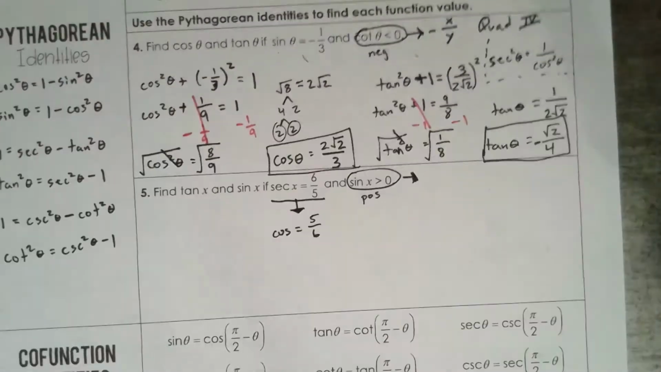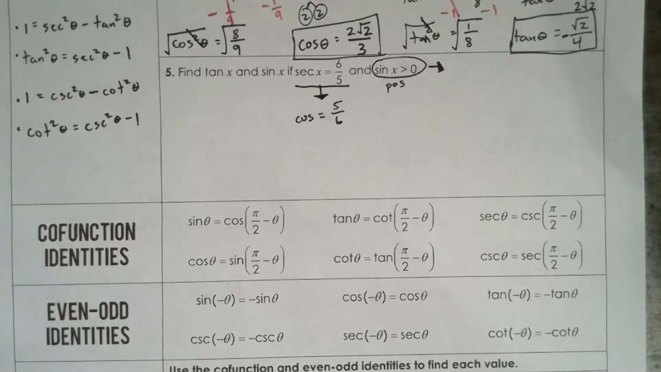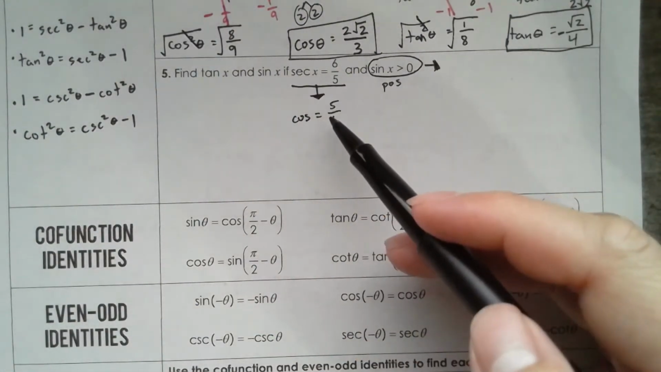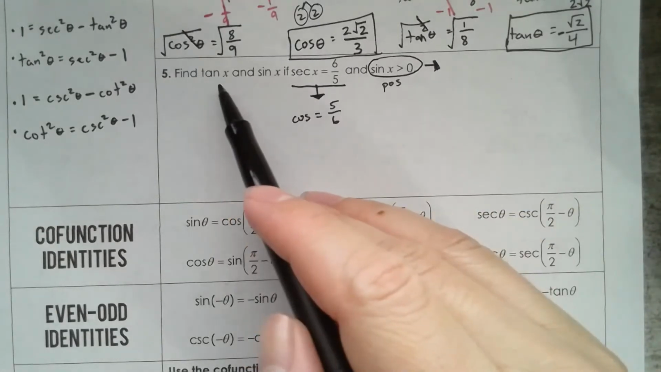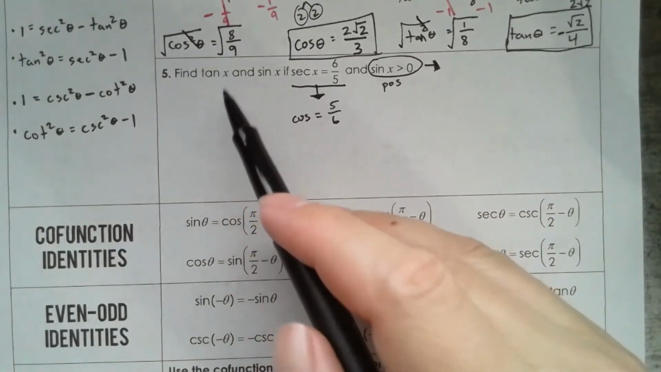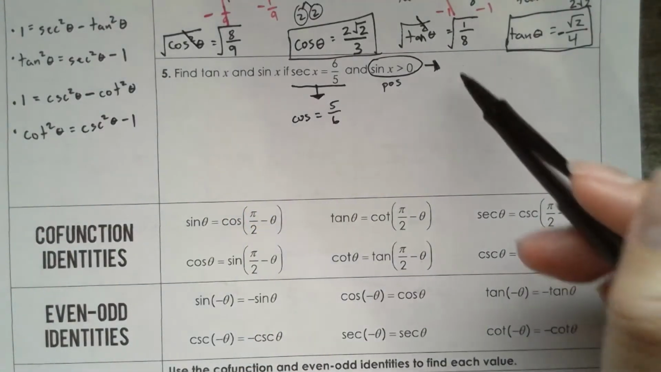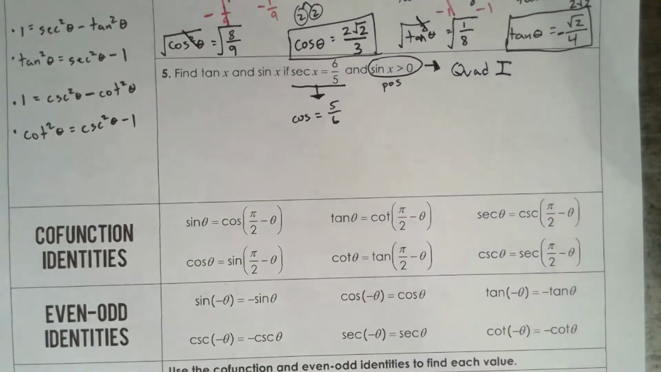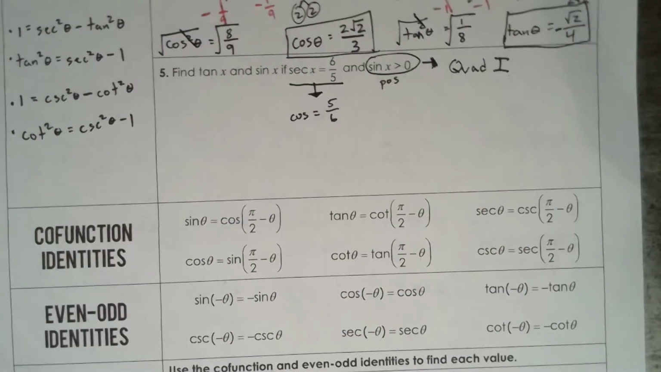sine is positive, cosine is positive, tangent then y/x, sine over cosine, will be positive. Why are they all positive? This will be in quadrant 1. That's where both the x's and the y's are positive. Okay, so find tangent of x and sine of x.